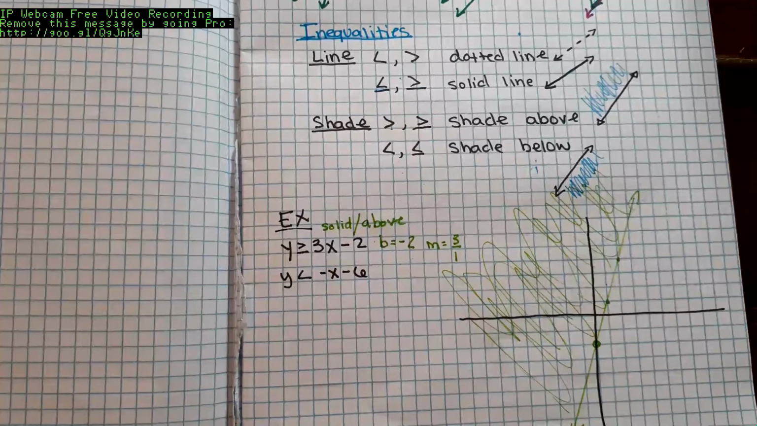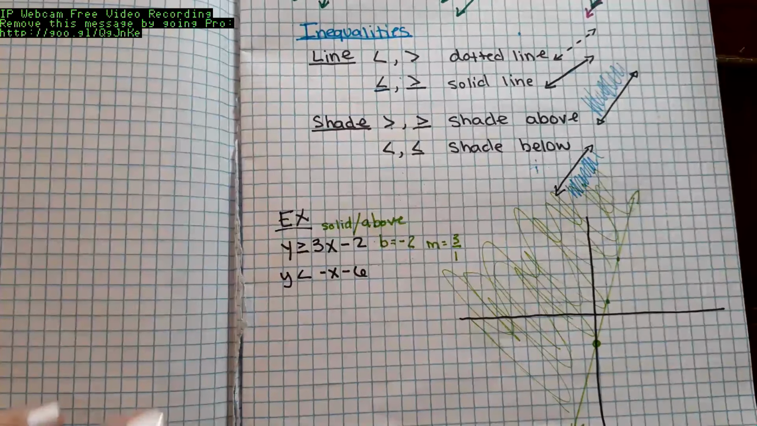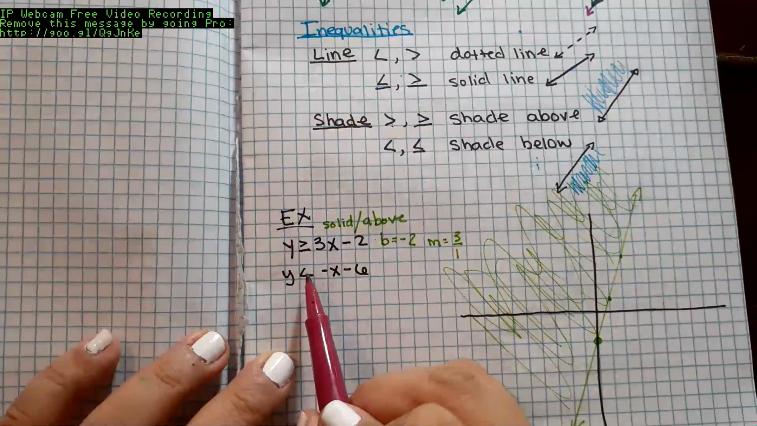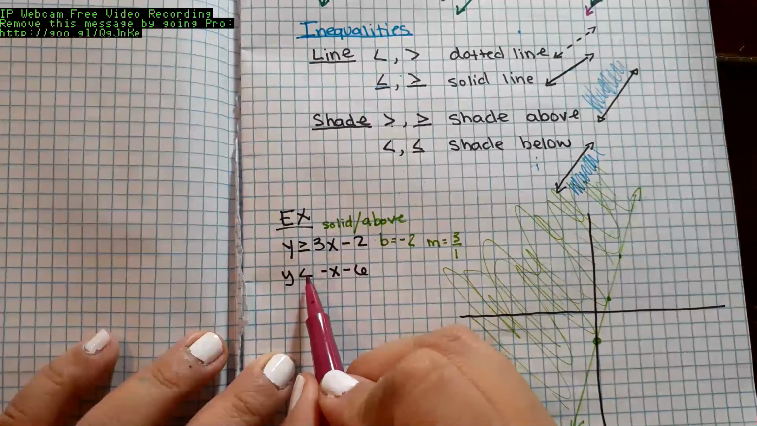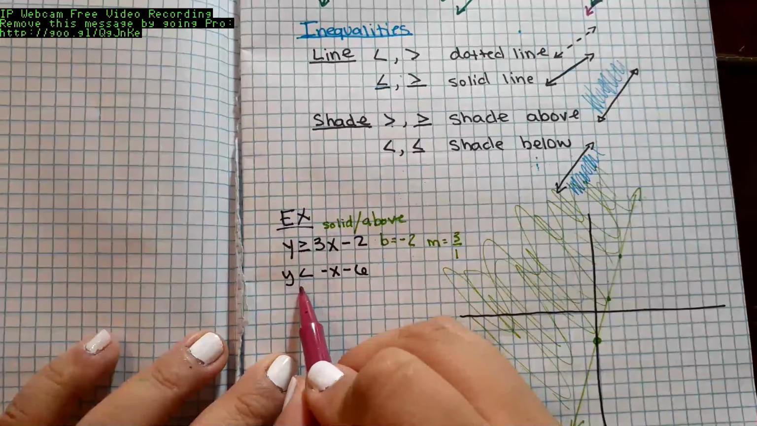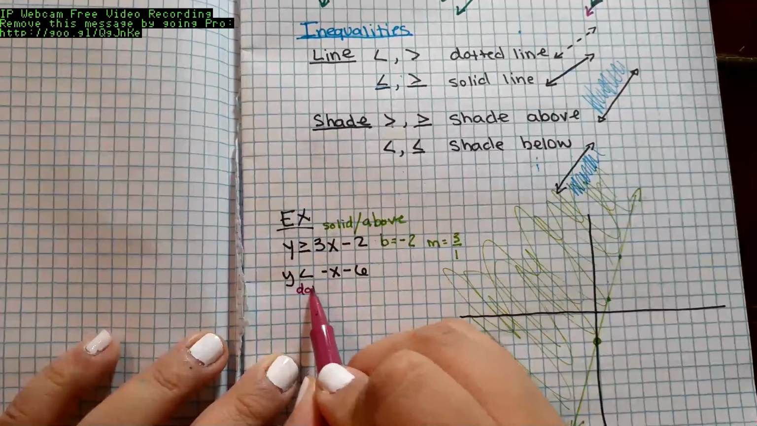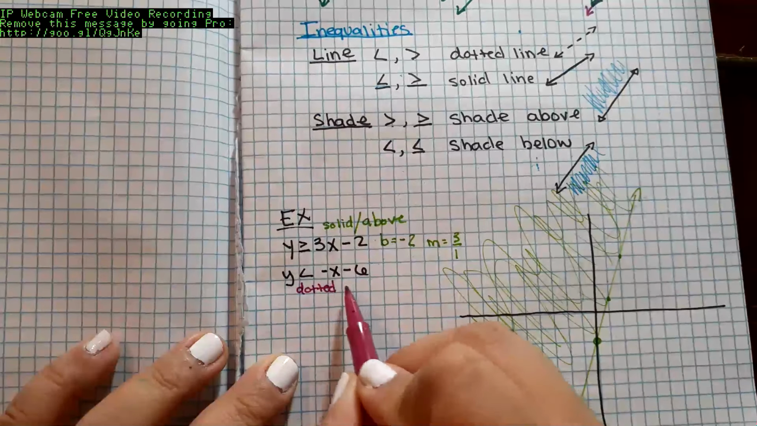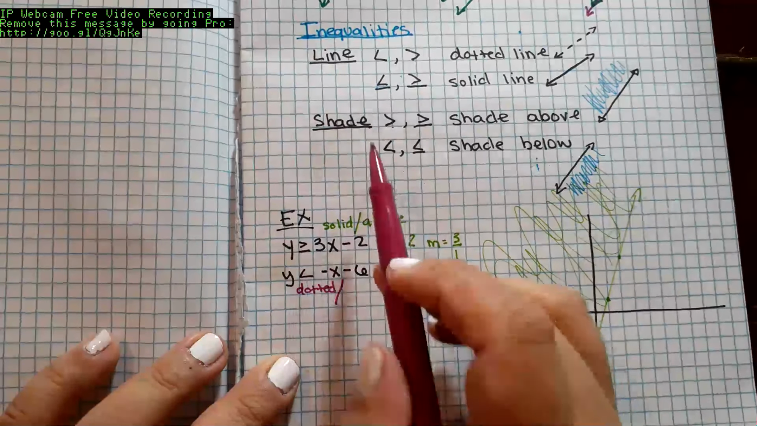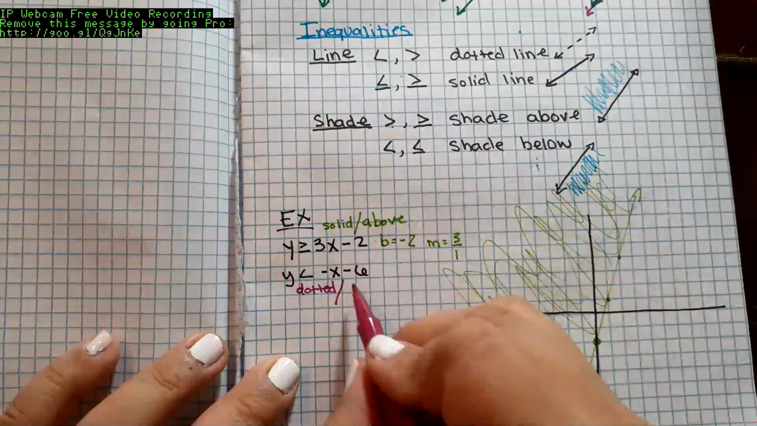Okay, so let's go ahead and do the next one. If I'm looking at my inequality, I see it's less than, so I'm just gonna do a dotted line. So it's dotted and it's less than, so I'm gonna be shading below.